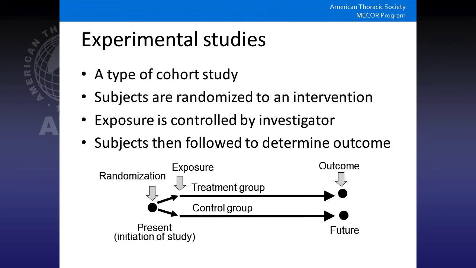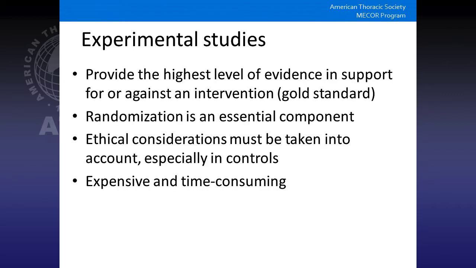And what we're doing is following a group, all of whom have the disease, some of whom are being randomized to the new medication versus the old medication, and they're followed through to the outcome, which would be cure of that disease. And we would like to see if this new medication results in a higher level of cure than does the old medication. So experimental studies provide the highest level of evidence and support. They are, in a sense, the gold standard.